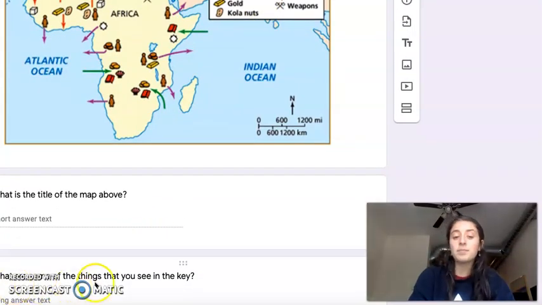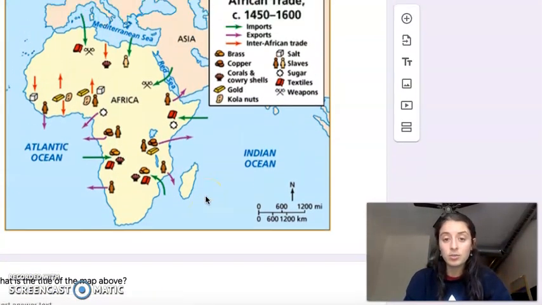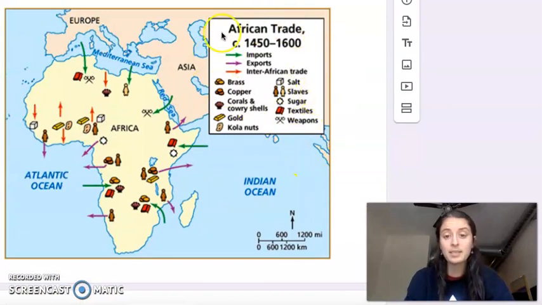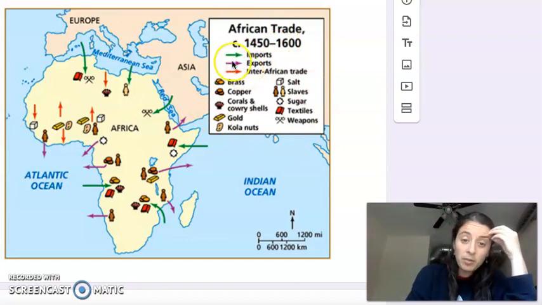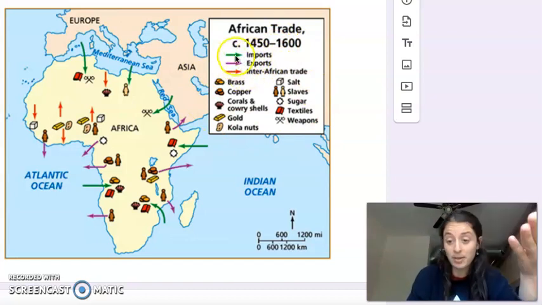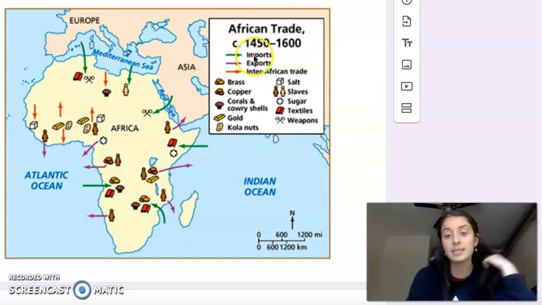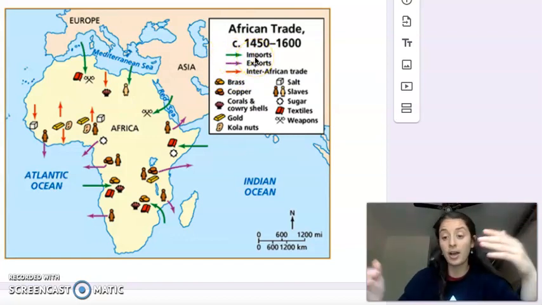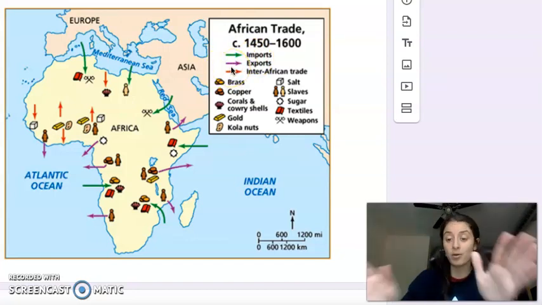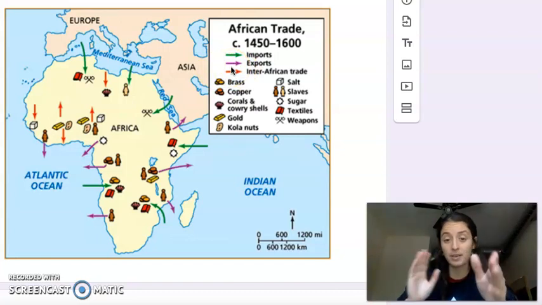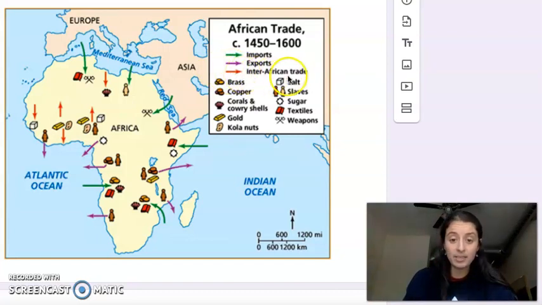Then it asks, what are some things that you see in the key? So this white box here is the key. First thing I notice is I see a bunch of different arrows. It actually tells us what they represent. A green arrow represents imports. That's goods, items coming into a place. The purple arrow is exports. That's goods, materials going out of a place, something we're trading for something else. And then inter-African trade is this red arrow here.